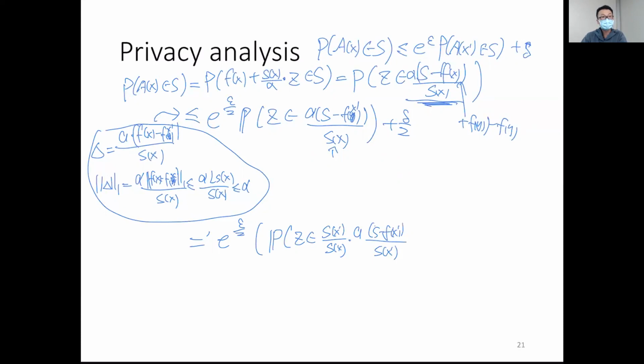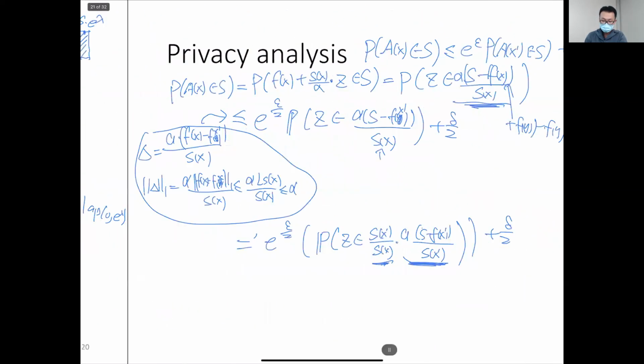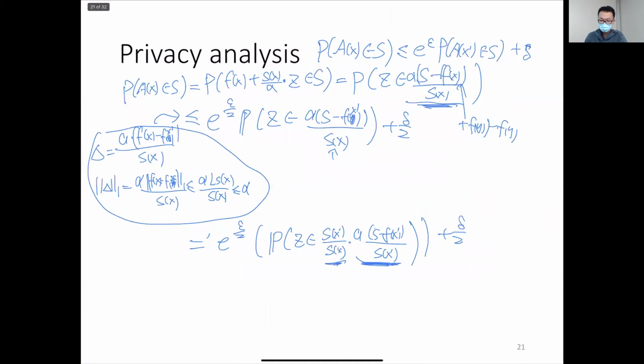So I'm basically multiplying and dividing the same quantity, and then moving this s of x in the numerator out. So I argue that this is the same as the probability plus half delta. And now this is just a scaling of a particular set, and then we can apply the dilation property if we can check that this ratio between s prime and s of x is bounded by e to the power of lambda.